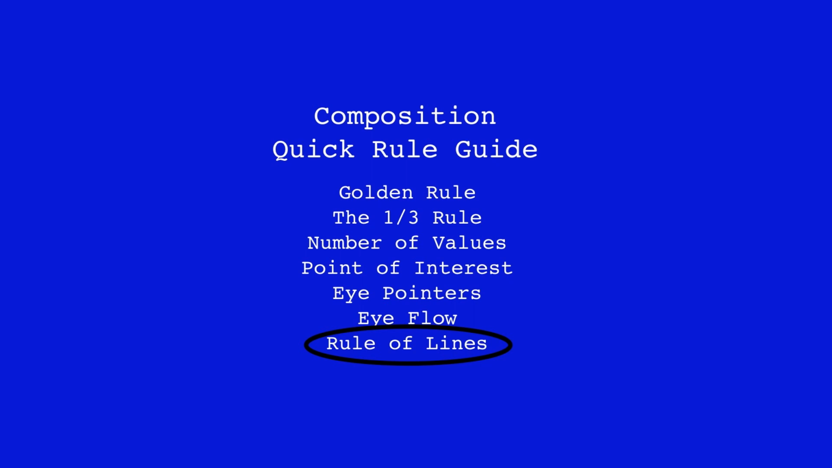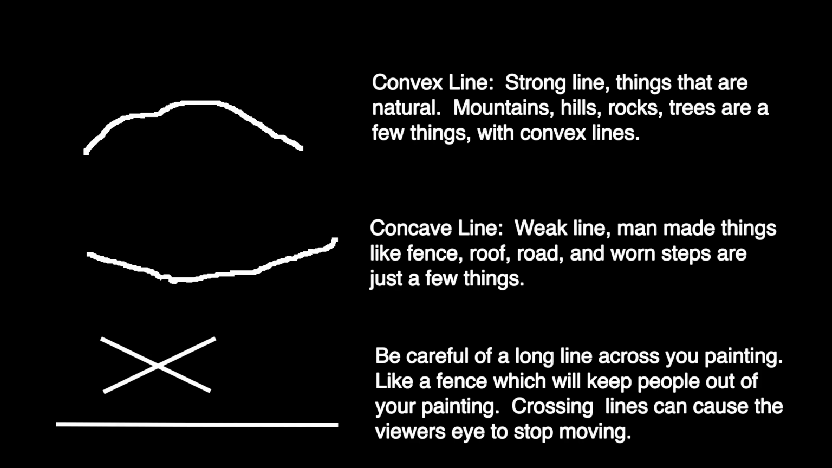Number 7, the rule of line. I am going to talk about 4 types of lines. The 4 types of lines are convex, concave, crossing, and straight. Convex lines, in landscape paintings, is a line that the 2 ends go down and the middle goes up. Most common example of convex lines is mountains. All lines in nature should be made up of convex or straight lines.